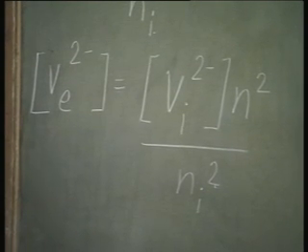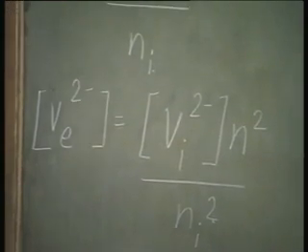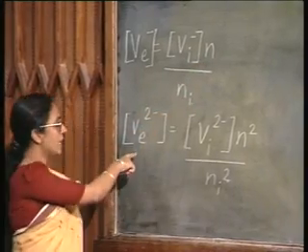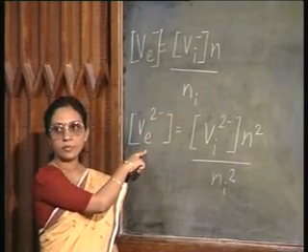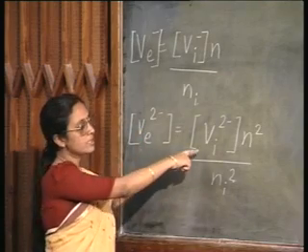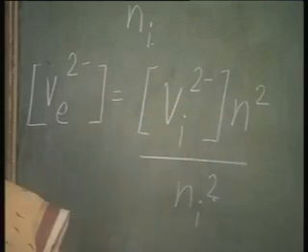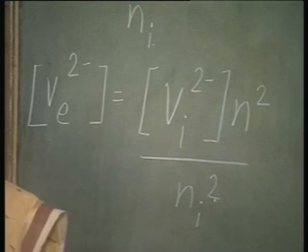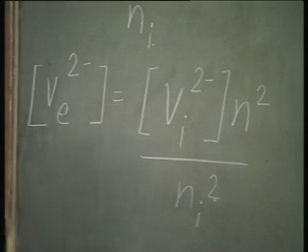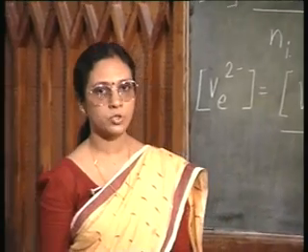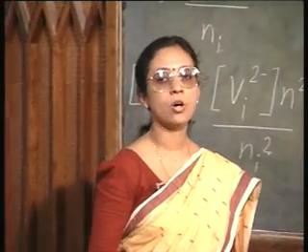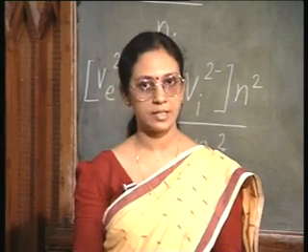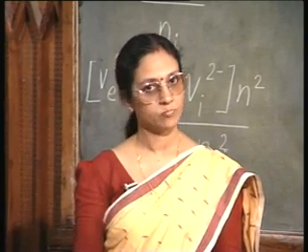So by analogy I could therefore write that Ve minus is given by Vi minus into n by ni, and the concentration of Ve2 minus is given as the concentration of Vi2 minus multiplied by n square by ni square. In other words, I have derived a relationship between the concentration of the charged vacancies in the intrinsic and the extrinsic case, right.